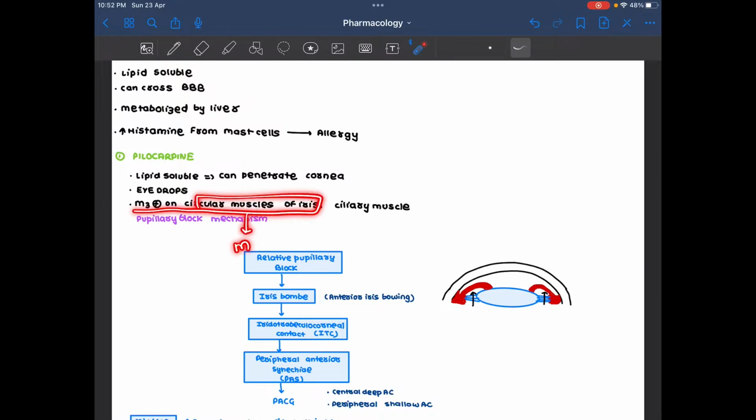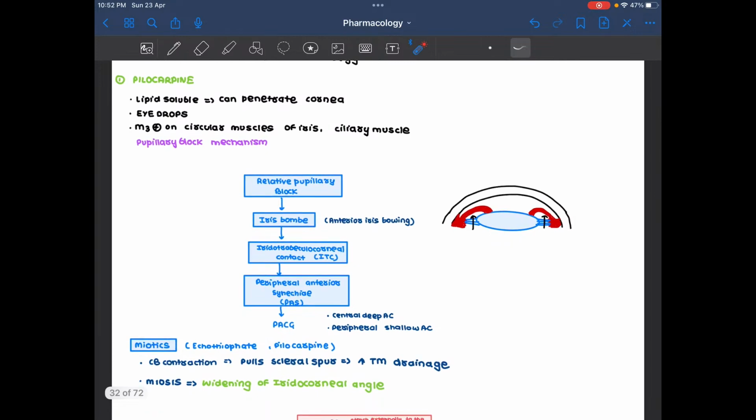So that's going to lead to meiosis, and it's going to lead to ciliary muscle contraction as well. Okay? Ciliary muscles will contract. So why is it used? As you guys know, we have something known as angle closure glaucoma. In that, the problem is that we have something known as the relative pupillary block.